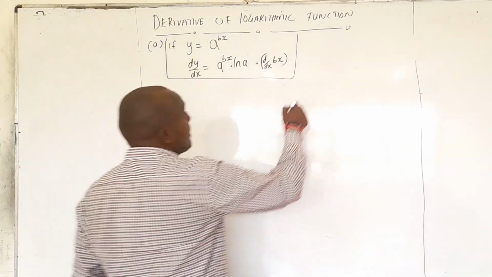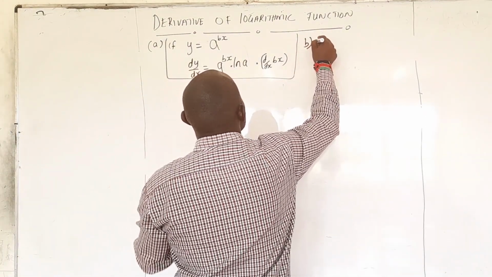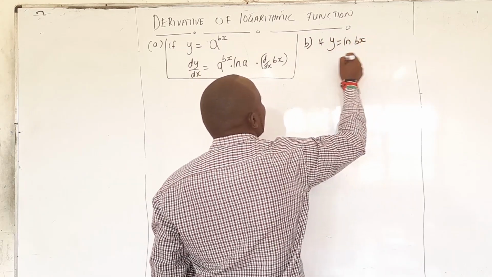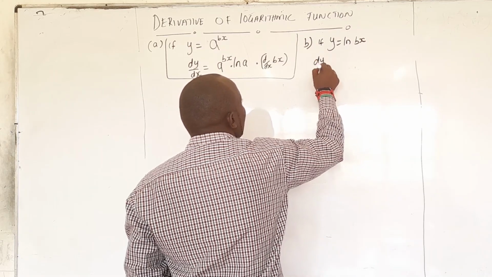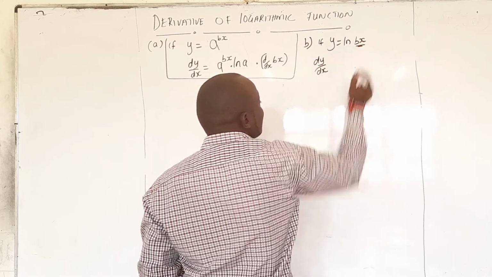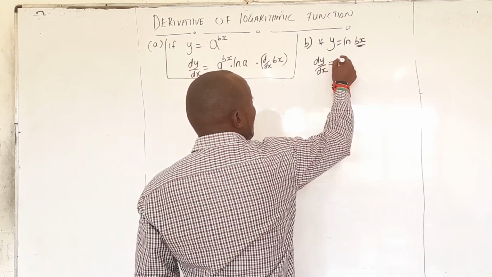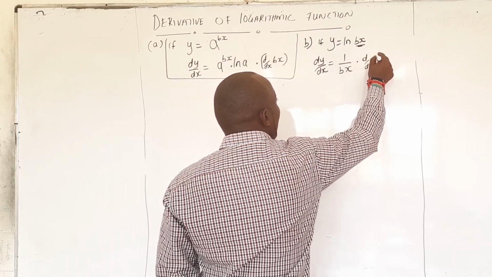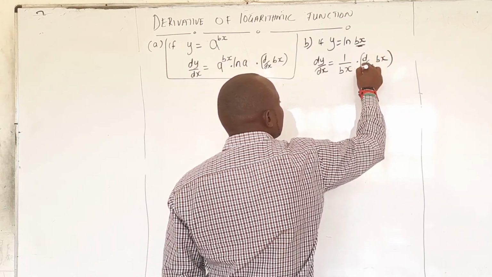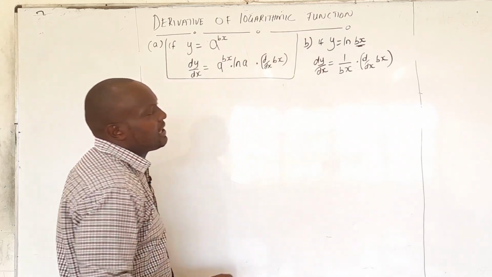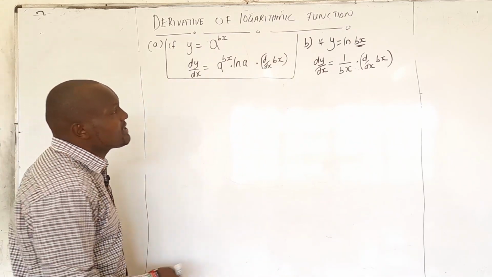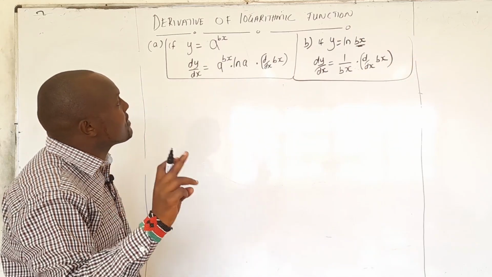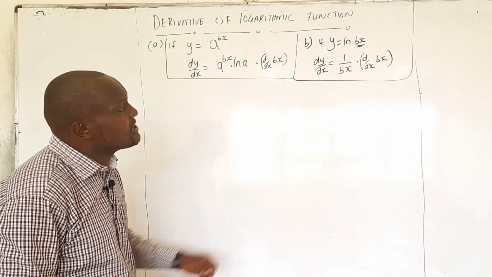In this case, that was A. Now B, if you are given y is natural log of bx, when you are to get change in y over change in x, our main focus is on this bx. So it will be 1 over bx, then times derivative of that bx. So you get b over bx, you get 1 over x. So this is now our main focus, our second one, because we said you look at logarithmic function in 3 parts.